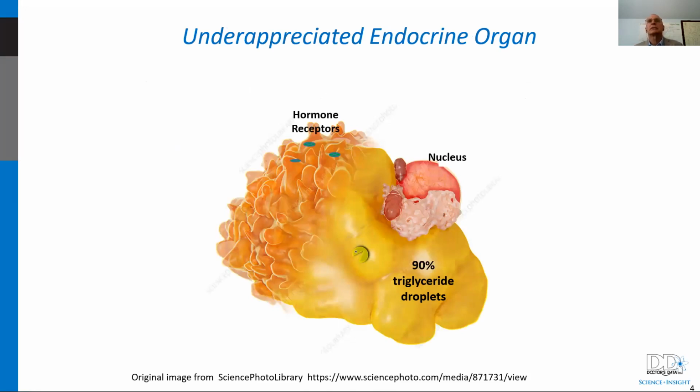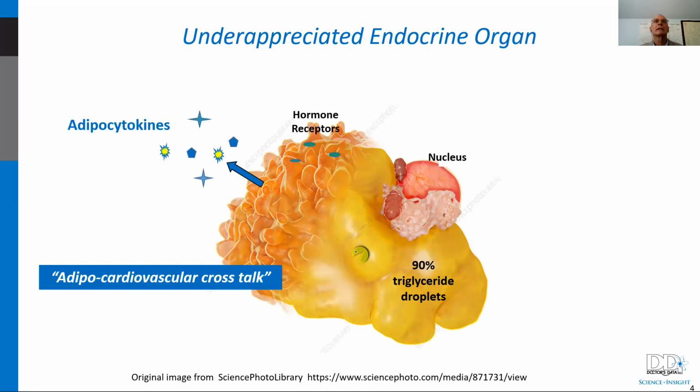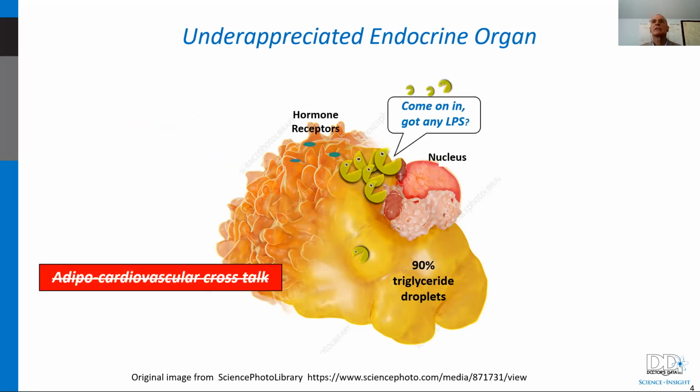So we have a major underappreciated endocrine organ, that being adipose tissue, not just a sack of fat. Of course, it's loaded with triglycerides for energy stores, but it has some pretty cool hormones on it as well. And very importantly, it's a very dynamic endocrine organ, secreting a vast array and abundance of adipose cytokines, which constitute the adipo-cardiovascular crosstalk system. The problem, particularly in central or visceral fat, that is the VAT, is a gross infiltration and activation of macrophages, which have metabolic consequences locally and systemically, and are fueled by lipopolysaccharides. When that happens, we lose that wonderful adipo-cardiovascular crosstalk.